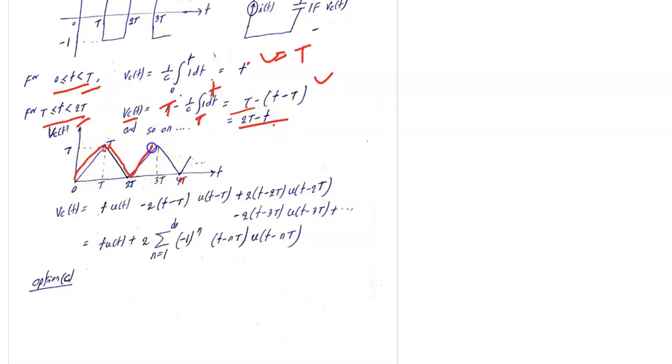So now it is perfectly triangular. This is the voltage across the capacitor. Now you just write it the way we have learned. So t u(t), minus 2(t minus T) u(t minus T), then t u(t minus 2T), then take the common 2. Sum from 1 to infinity, you can see here it goes on to infinity, because minus plus minus plus, so obviously there will be minus 1 to the power n, and all these values, into (t minus nT) u(t minus nT). So you can match with the options.